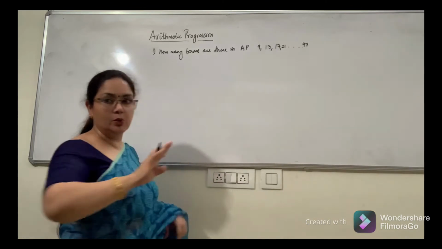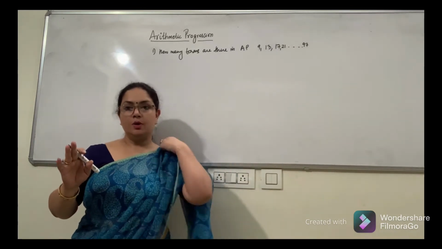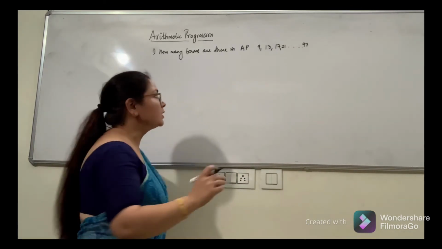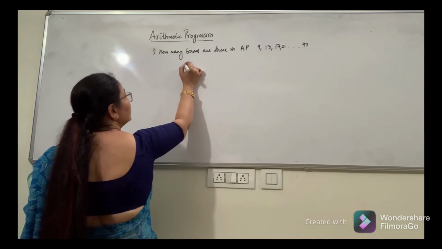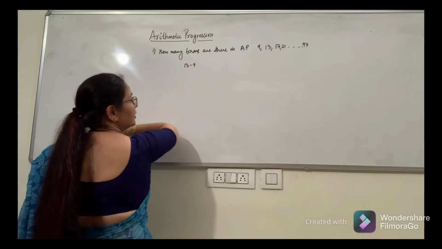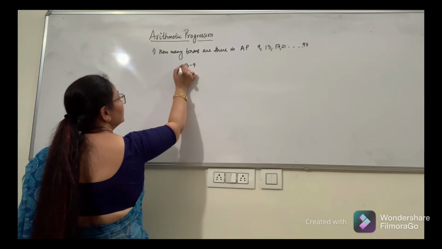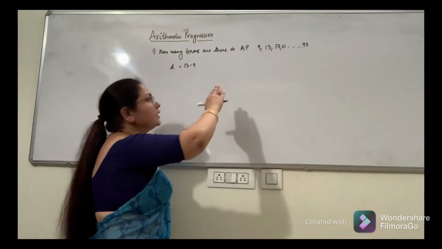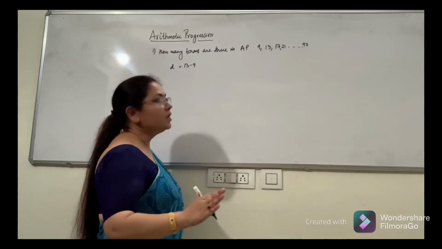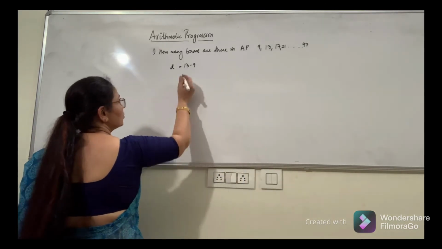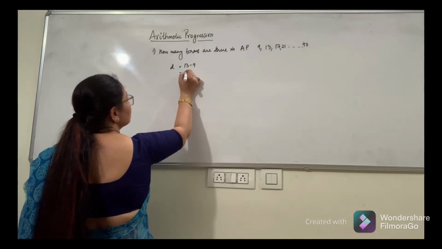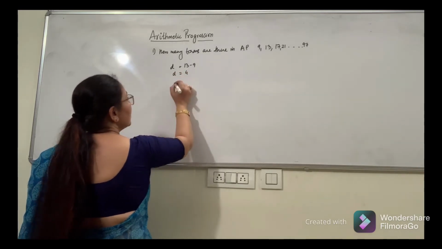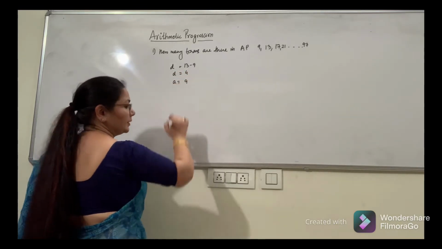So first of all, what we are going to do is find the common difference. So what is the common difference? 13 minus 9, that is d. If this question is in AP, the series will always be in AP, no need to check, otherwise you can check also. 13 minus 9 is 4, so the common difference is 4. And the first term we will note down, that is 9.